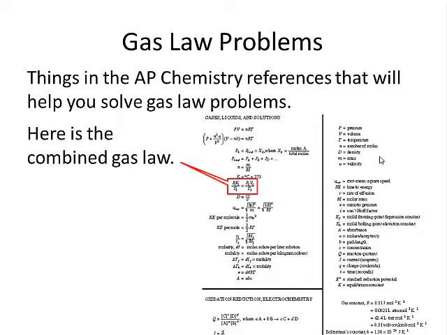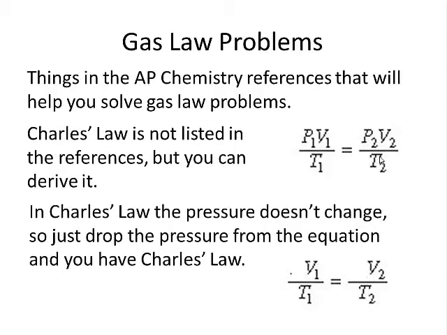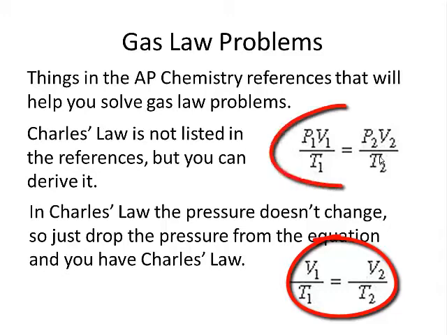Here's the combined gas law. See if you can find that on your list there, and make sure you know where it is. Okay, it's right there. Charles' law is not listed in the references, but it's pretty easy to devise. When you're reading the problem, if there's no pressure change, we can delete the pressure from the equation, and we get Charles' law. So if you look down here in the lower right, that's Charles' law, and it's the same equation as the law you have listed on your references, but without the pressure. Does that make sense to you? In the lower right, that's essentially Charles' law, and the equation above it is what you have on the references. All I did was take out the pressure.